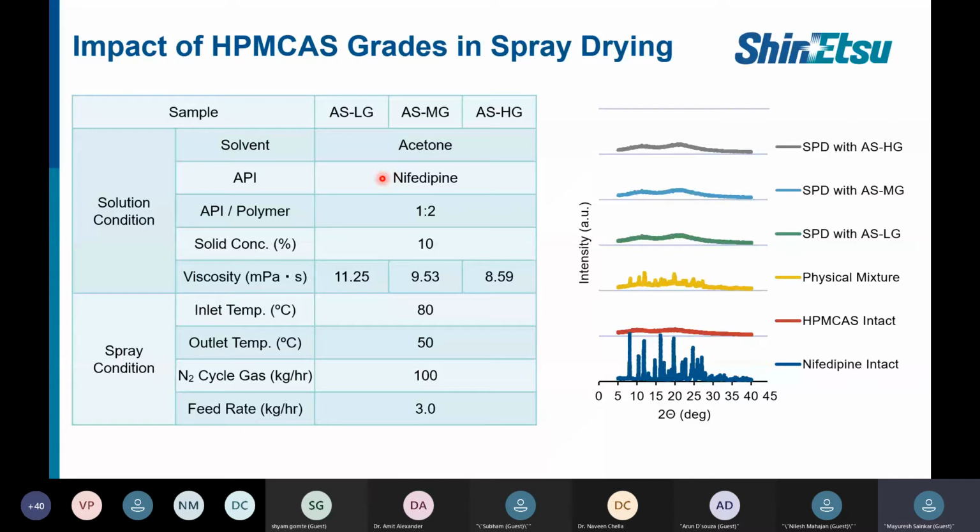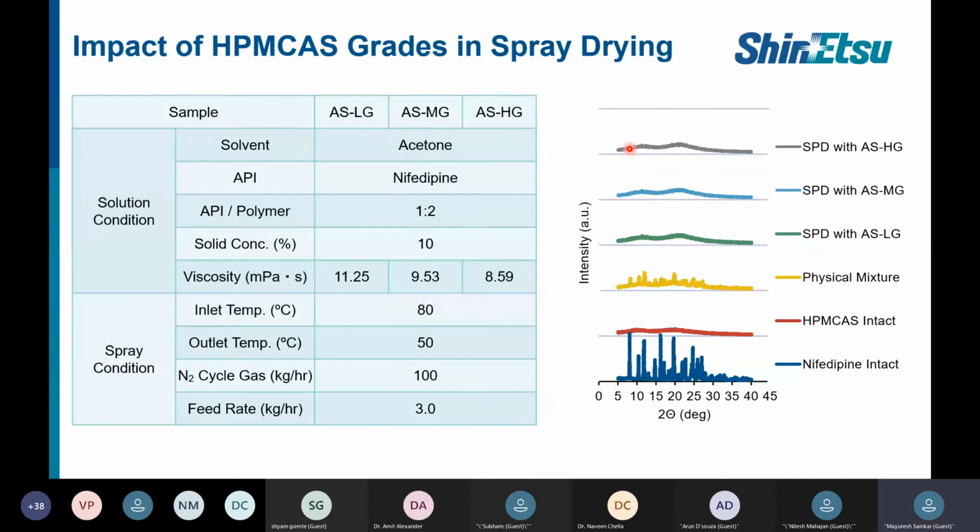And you can see the impact in case of this spray dried formulation of the SPD with ASLG, ASMG, and ASHG. It has been successful in converting crystalline peaks to the amorphous form of the solid dispersion. So from this XRD study itself, we can say that the polymer AS-MG, LG as well as HG, all three grades are very much effective in improving the solubility.